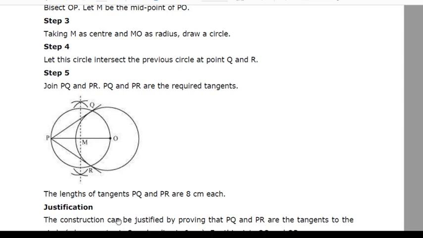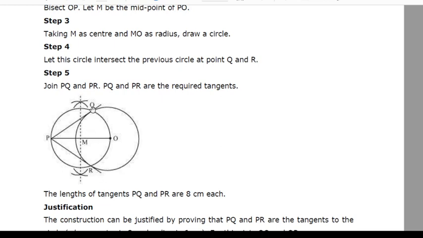After that you have to mark an arc on the upper side from the point P and one arc on the lower side. Similarly, from the point O, without changing the distance of the compass, you mark one arc on the upper side and one on the lower side. After that, you get the intersection point M. This M is the middle point of P and O, meaning the midpoint. From point M, we have to construct a circle. This circle intersects our original circle at points Q and R.